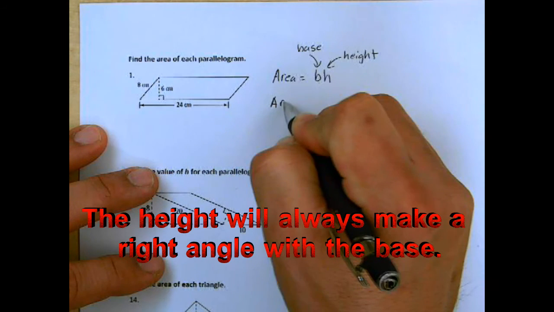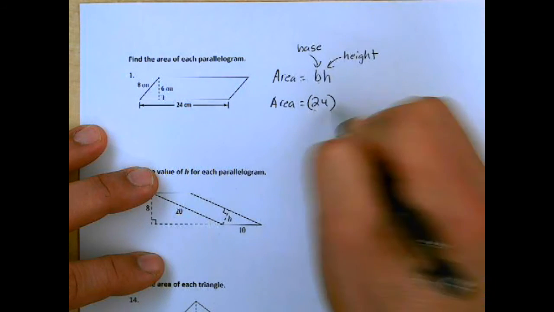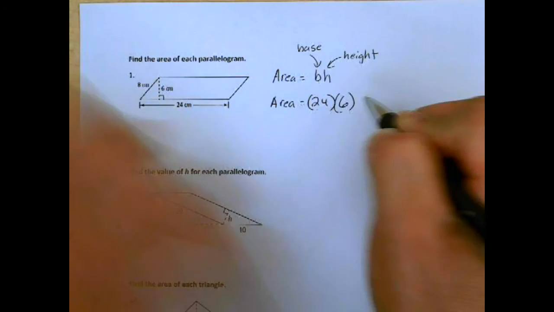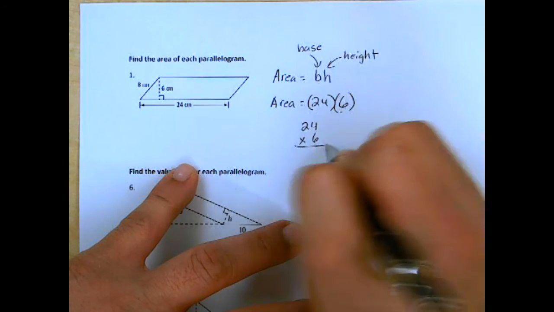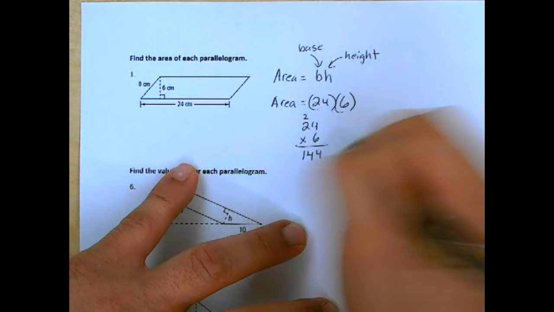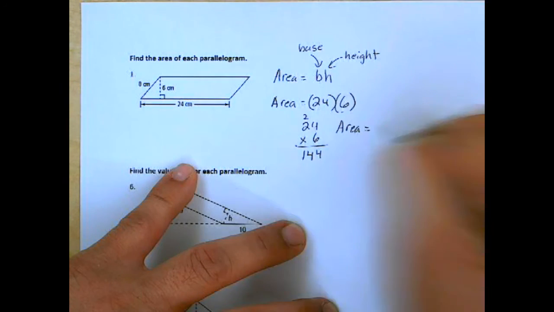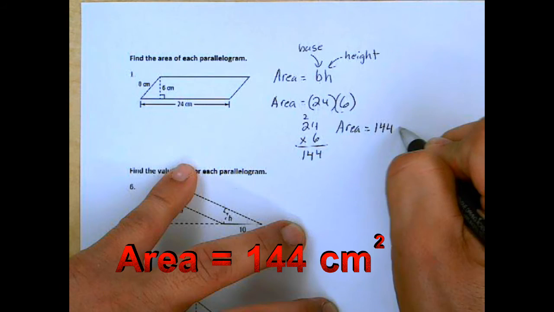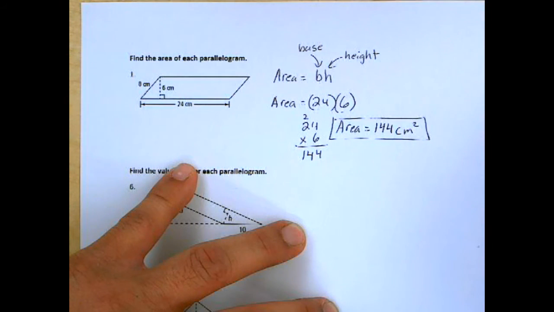So the area of this parallelogram is going to be 24 times the height, which is 6. All you have to do right now is multiply 24 times 6. The area for this parallelogram is going to be 144 centimeters squared. And that is how you find the area of a parallelogram.